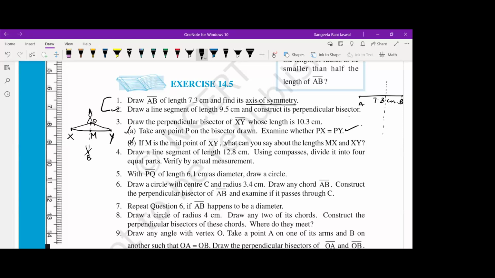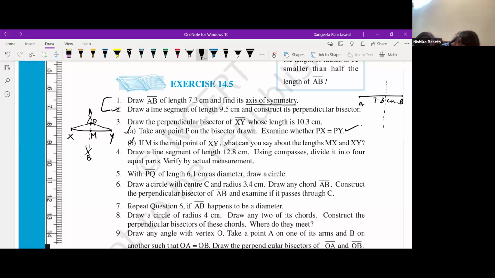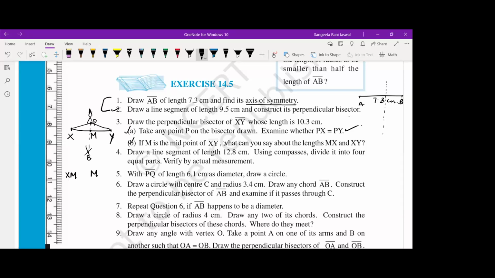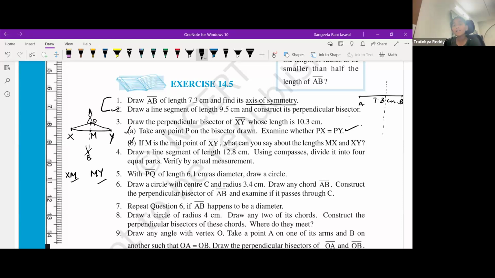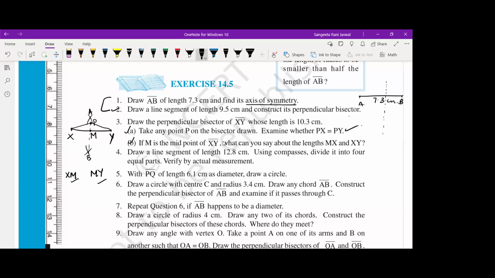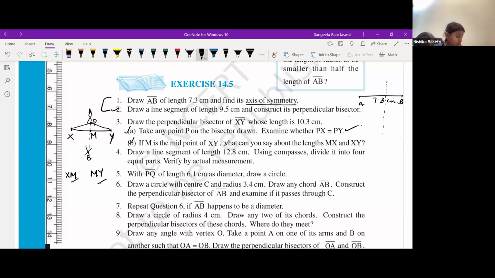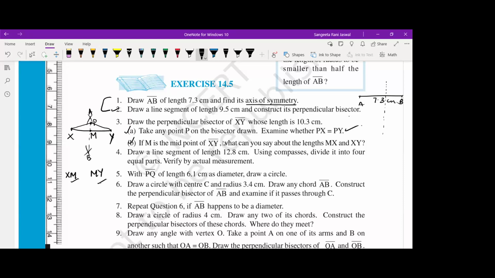Just check XM with your divider. Just check whether XM is equal to MY or not. Check with the divider. MX and MY. XM and MY. Just check, are they equal? Ma'am, it says MX and XY. You check MX and MY first. Yes, ma'am, they're equal.